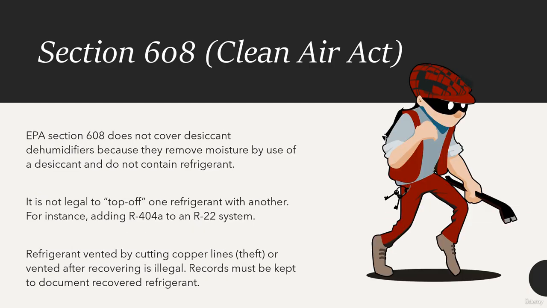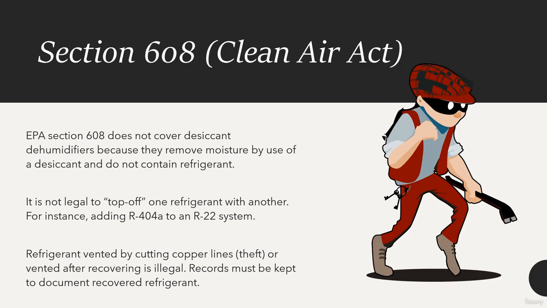The EPA Section 608 certification does not cover desiccant-based dehumidifiers because they remove moisture by the use of a desiccant and do not contain refrigerant. It is not legal to top off one refrigerant with another, for instance, adding R404 to an R22 system. Refrigerant vented by cutting copper lines or theft, or vented after recovering, is illegal.